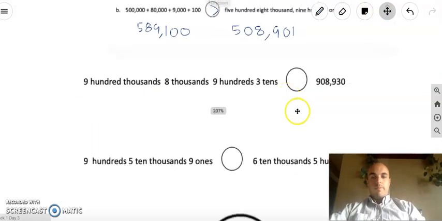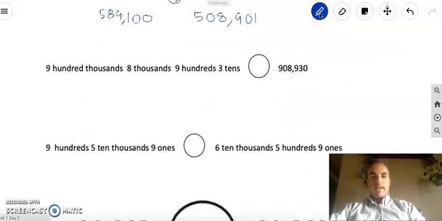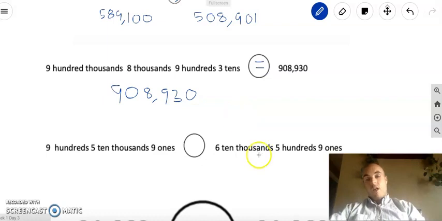If we move down a little bit, we're going to continue that same work. Again, I'm going to rewrite these in standard form before I do anything else. I have unit form here, and I'm going to rewrite that. So I have 900,000s, 8,000s. Oh, let me rewrite that. I need a 0 here. There's no 10,000s, 8,000s, 900s, and 3 10s, which means 30. And this is already standard form. So 908,930 compared to 908,930. As I go down each of these place values, I see that these are actually equivalent. They have the same units in each place value column.